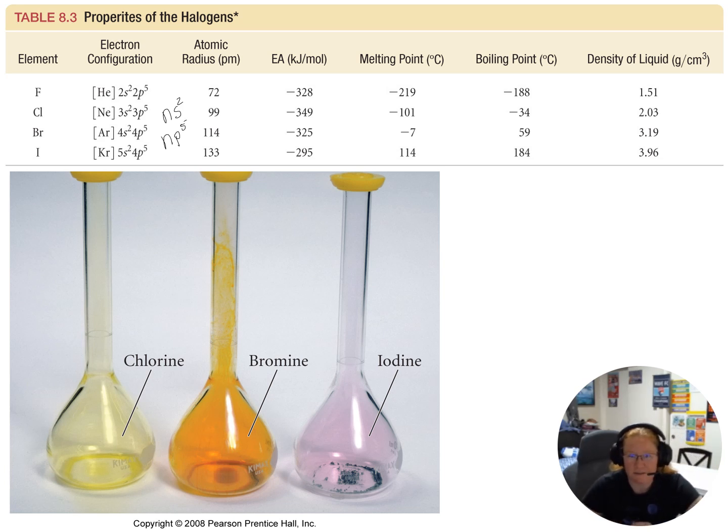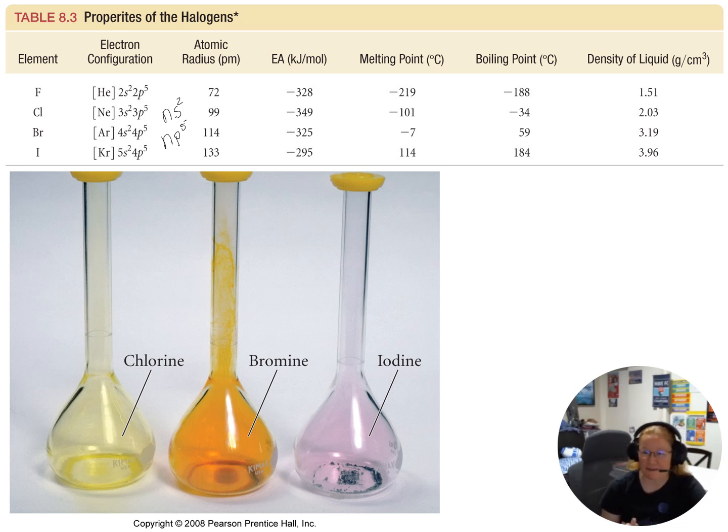Okay, we see things with that electron affinity. It goes 328, 349, 325, 295. So again, that bouncing around a little bit there because the electron affinity is not quite as well defined. But the atomic radius, as I go down, 72 to 99 to 114 to 133. It gets bigger as I go down.